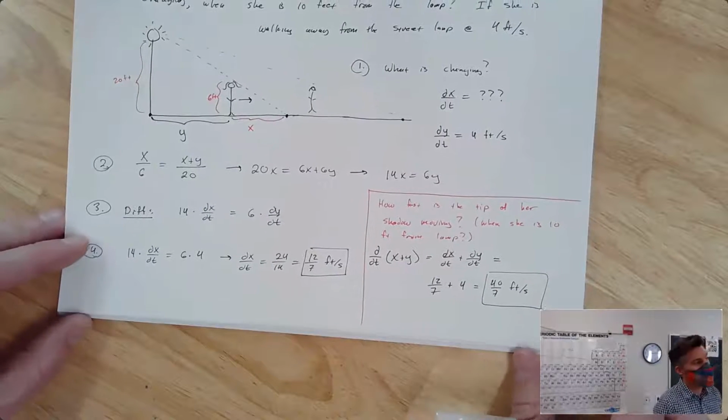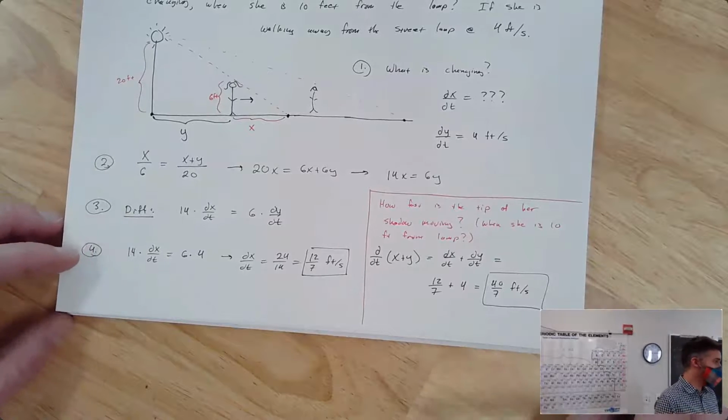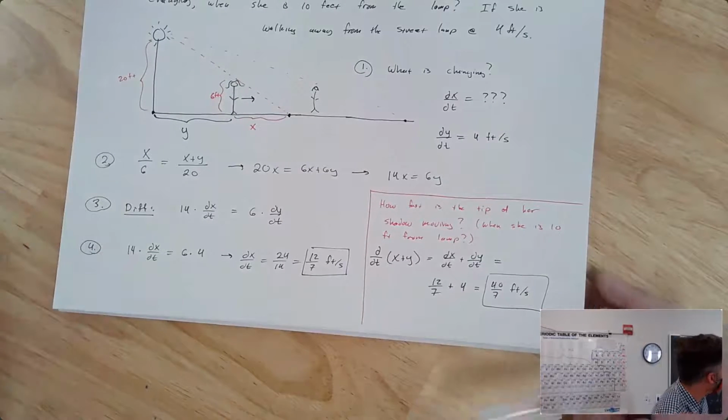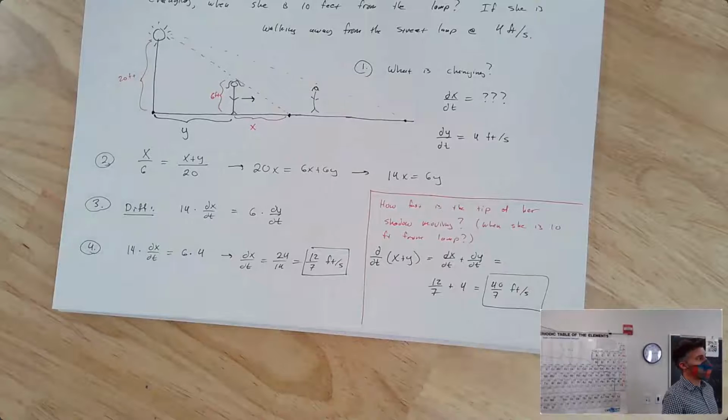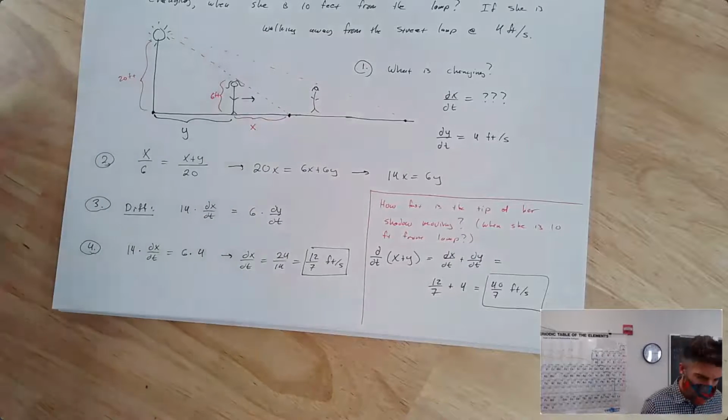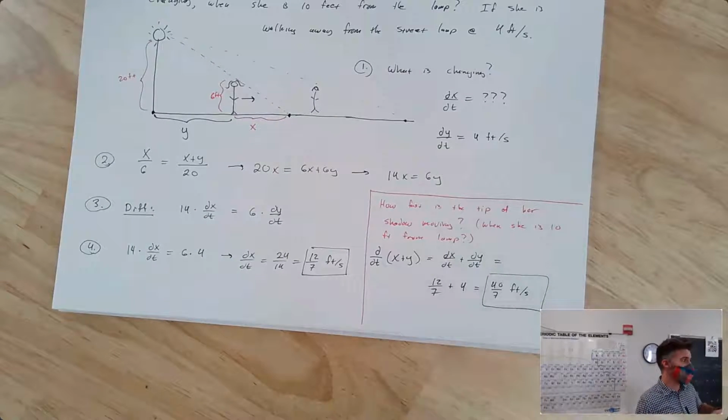So if you see a shadow question like this, be aware of the phrasing. It's a different question to ask how fast is the length of the shadow increasing versus how fast is the tip of the shadow moving. But if you answer the first question that I asked, it's very, very easy to then answer the second question about the tip of the shadow. You just add on how fast the person is walking.